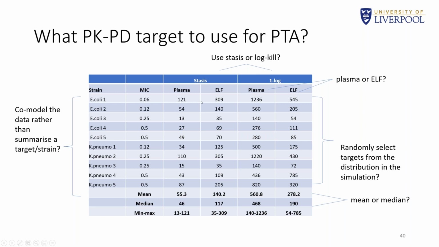Bacterial burden has been calculated as stasis or 1 log kill. Generally, we'd look at 2 log kill as well, but I was just trying to make this easier to look at. And it's been assessed in both plasma and in ELF. Then the mean, the median and the min-max have been summarized here at the bottom.